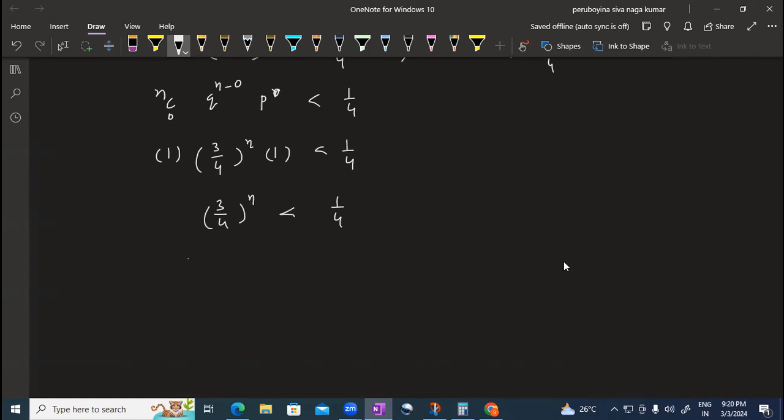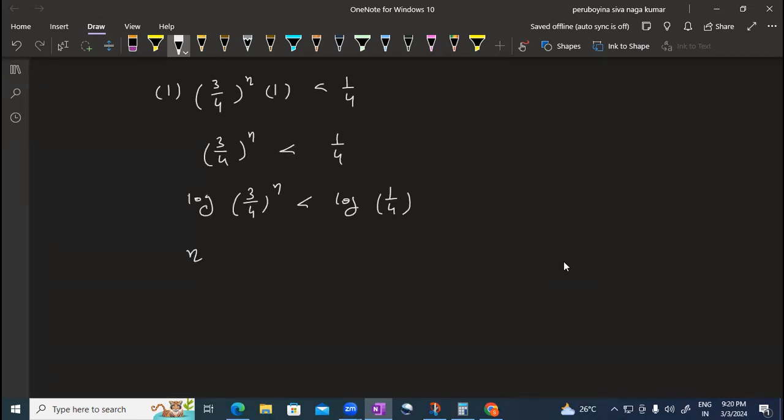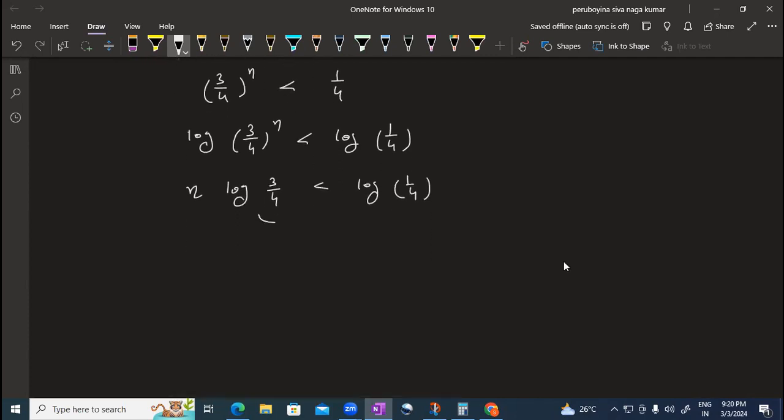So log of (3/4) to the base n is less than log of 1/4. According to the property of logarithm, you can write n log 3/4 is less than log 1/4. You can move this value to the right side. The n value is below log 1/4 divided by log 3/4. So the n value is below log 1/4, which means log 0.25, divided by log 0.75.